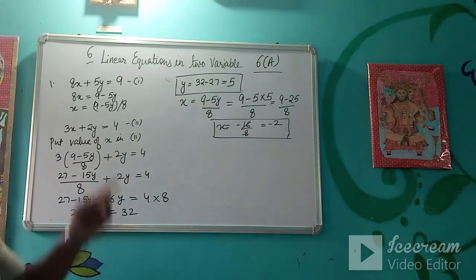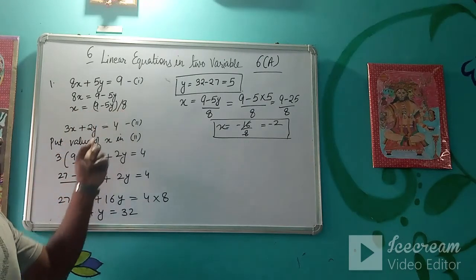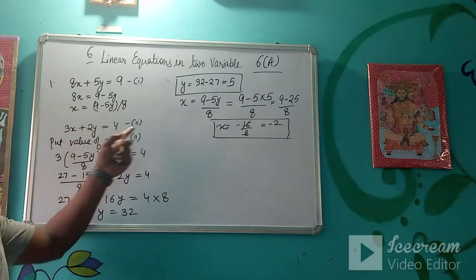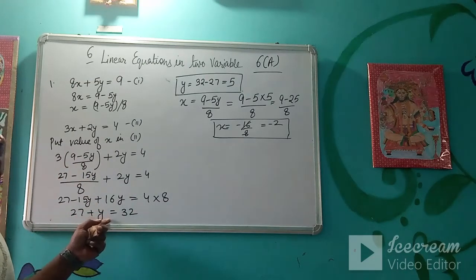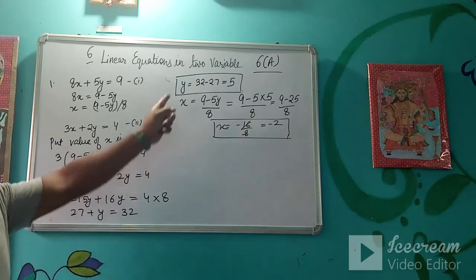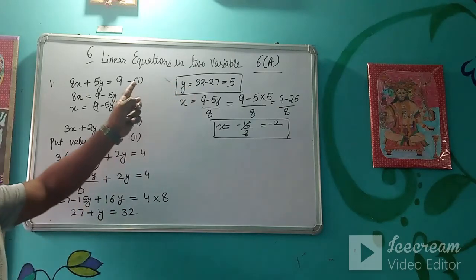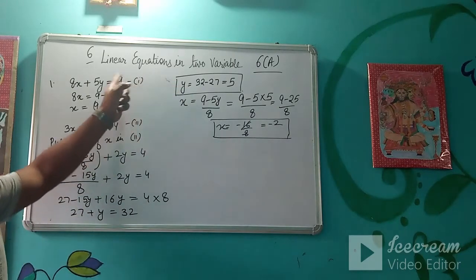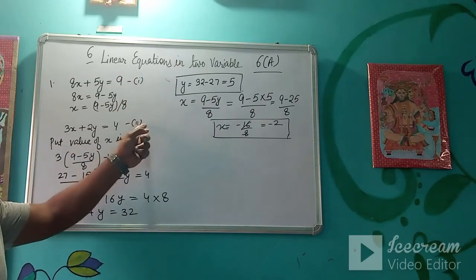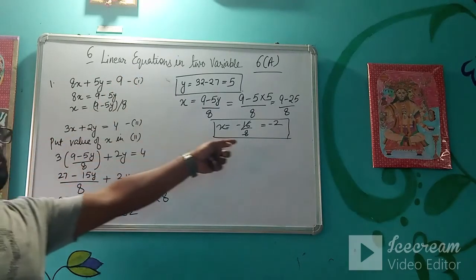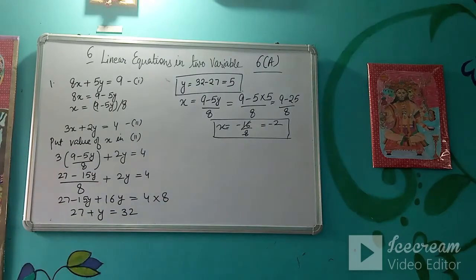So I have taken out the value of x in terms of y. Then I put the value of this x in equation number 2. After solving it for y, I got y equal to 5. Then you can put the value of y in three places, either here or here or here. Wherever you put it, you will get the value of x. So this is how you can use the substitution method.